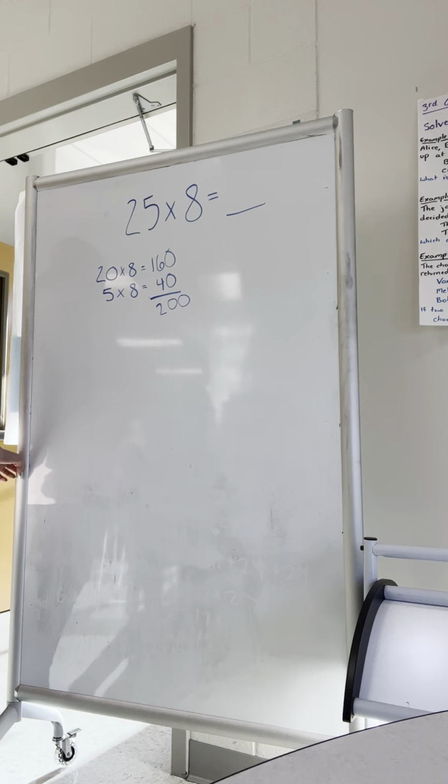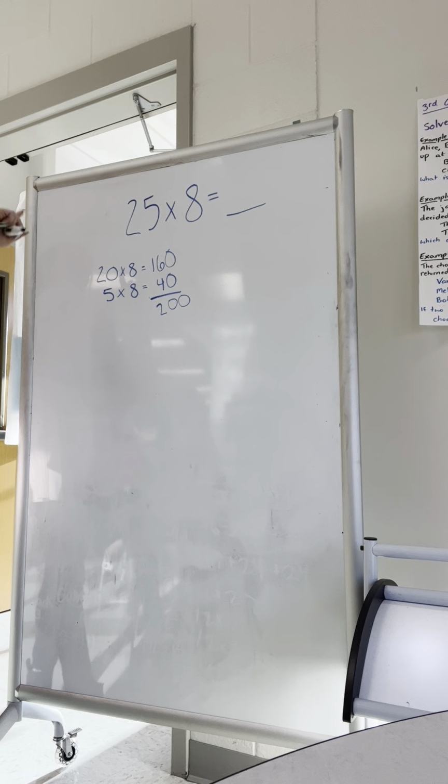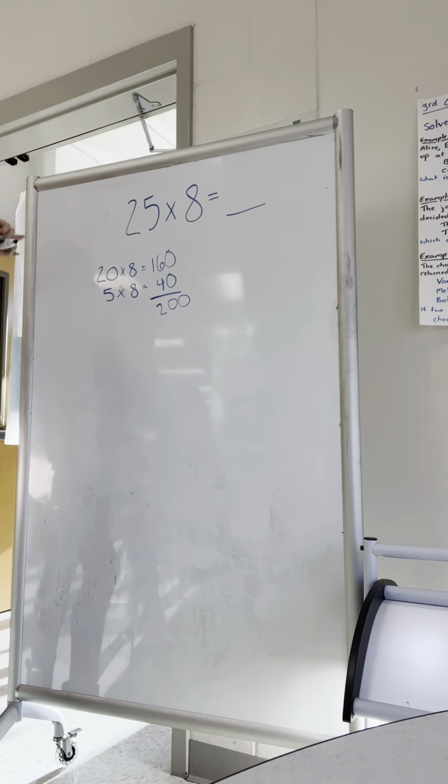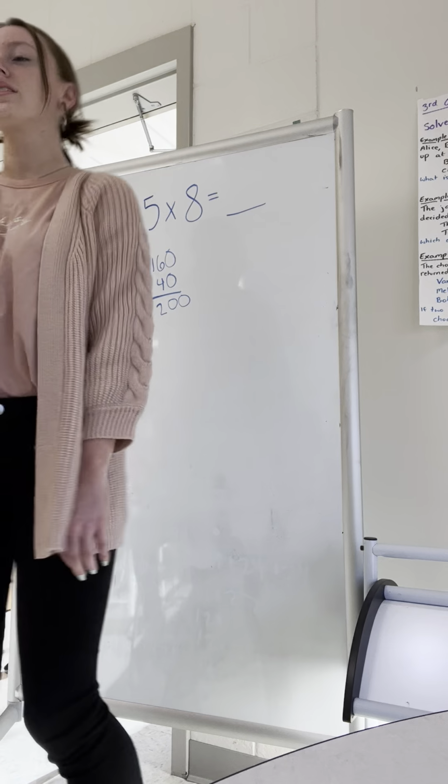Brianna? You count by 5s 8 times, and then once you get your answer, then you can add 20 to it. You can count by 5, because it has 25, and you can have 8, and you can count by 5s there, and then you can add 20 to it. And I got 200. Oh, so you counted by 5s 8 times, and then you did the 20 as well. Okay, I got what you're saying. Did anyone else have a different strategy?